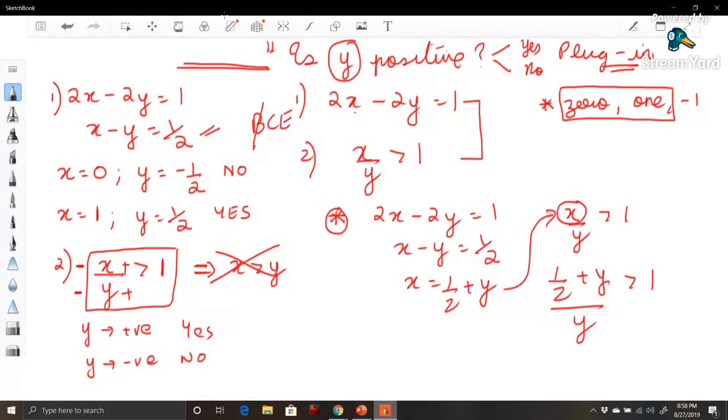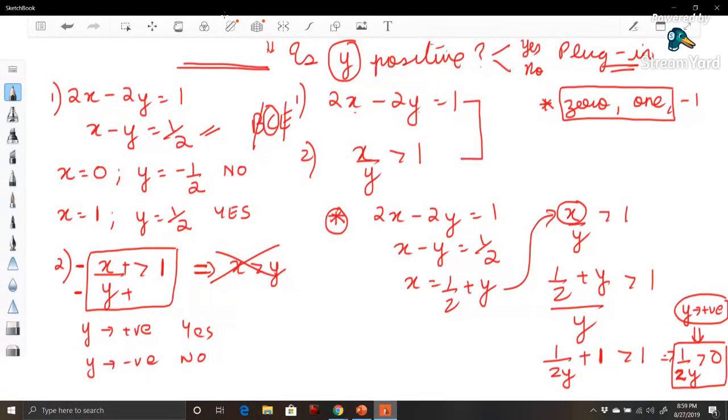I'm going to split this fraction. So 1 by 2y plus y by y will give me 1 is greater than 1. And this finally gives me 1 by 2y is greater than 0. This is what I have when I algebraically solve these two statements together. Now think about it. For 1 by 2y to be greater than 0, the only way this is possible is if y is positive. That's the only way 1 by 2y will be greater than 0. So combined, the statements would again suffice.